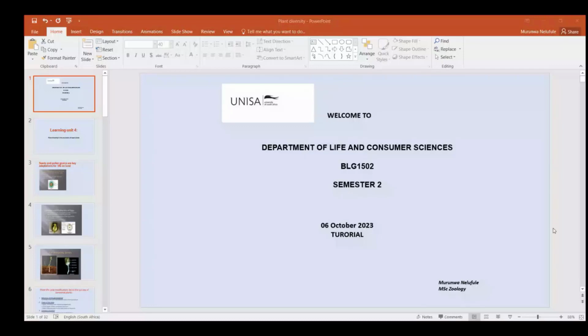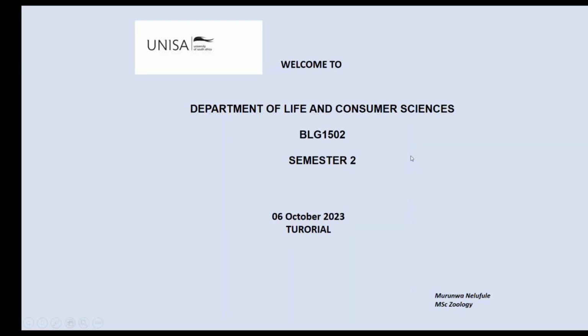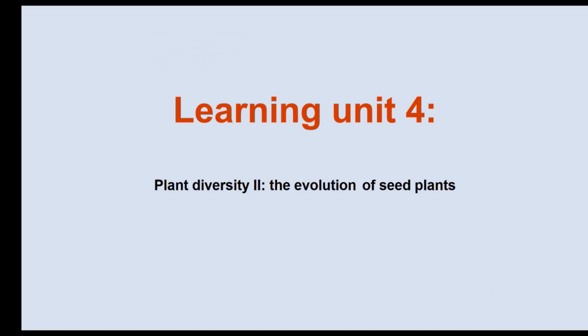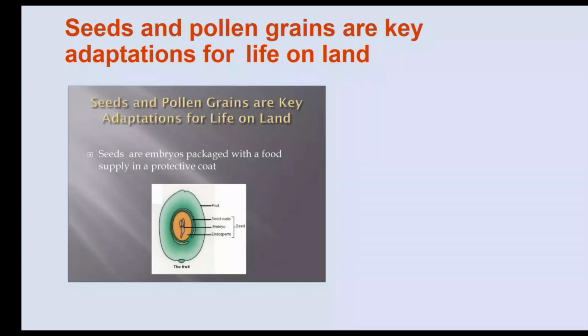So we're going to go for plant diversity. You guys are going to have a lot of things to study about. I feel bad for not sharing the previous notes earlier. So this one is plant diversity 2 and the evolution of seed plants. Seed plants and pollen grains are key adaptations for life on land. I just added this as an extra portion to your notes.